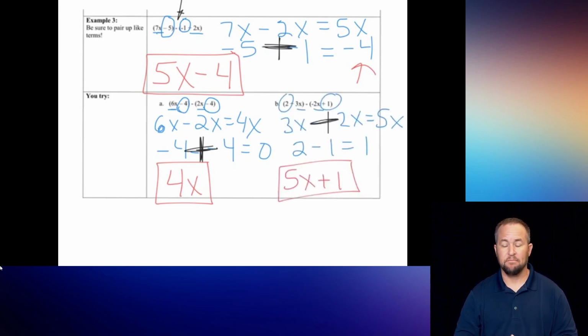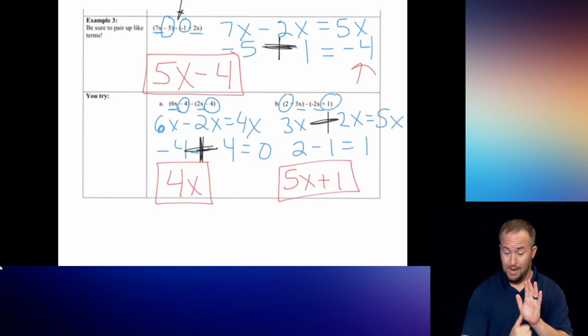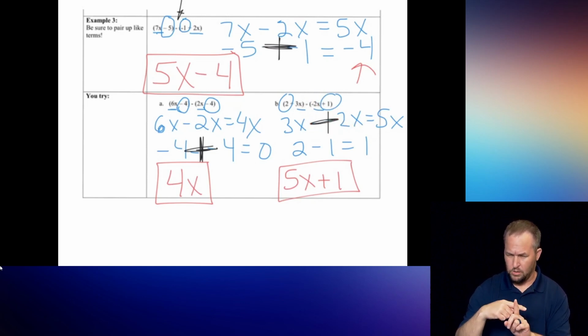Alright, for my x's, I had a positive 3x minus, I brought the minus down, a negative 2x. I brought that down here, and here in my work is where I can make a plus sign, not up here. That will mess up the problem.